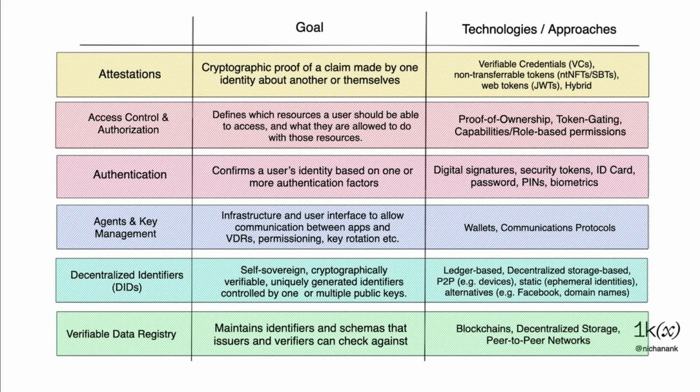So this is an overview of what we've just been through. At the bottom, you have your blockchains and verifiable data registries, which maintain your identifiers. And then the technologies involved here are decentralized storage, peer-to-peer networks. Then you have your DIDs, which are your identifier within that registry. And then wallets help you manage your DIDs and permissions and log into applications. Authentication confirms your identity. Authorization defines what resources an application can read about you. And then attestations are the claims that you're making about yourself or about another party.